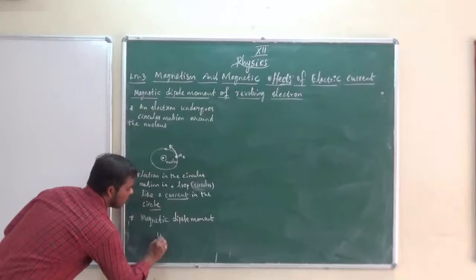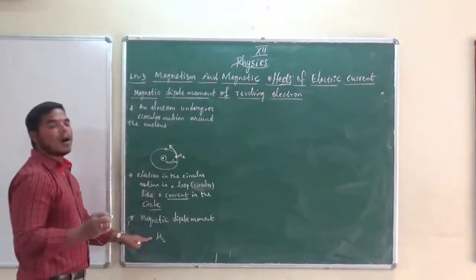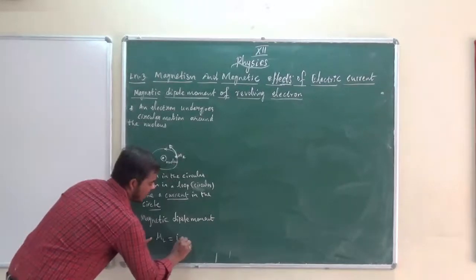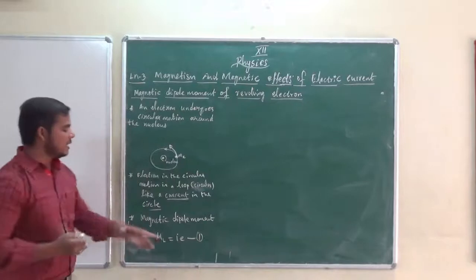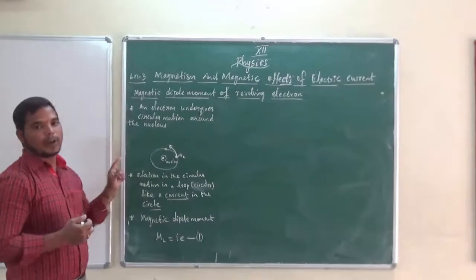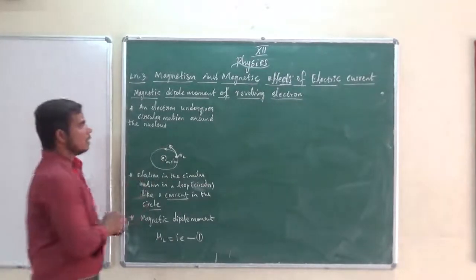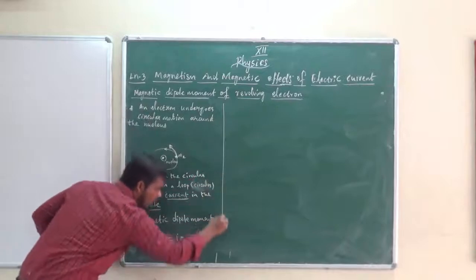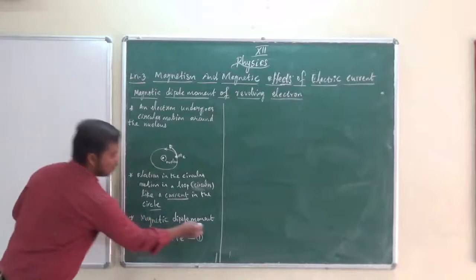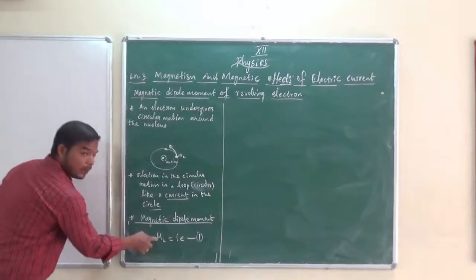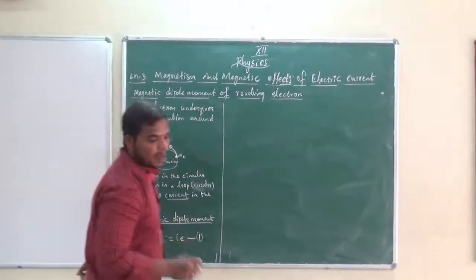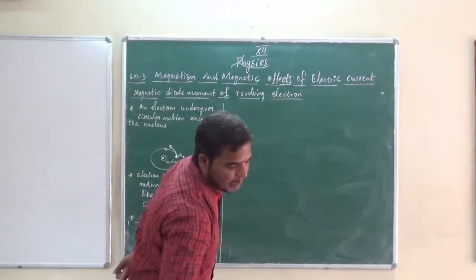So the magnetic dipole moment is represented by mu L. Actually, this orbital magnetic dipole moment equals I into e, equation number 1. What is e? Charge of the electron. What is I? Current in the circular coil or circle. So due to the electron revolving around the circle, it produces the current, giving the magnetic dipole moment mu L equal to I into e. Next, we have to find the time period.